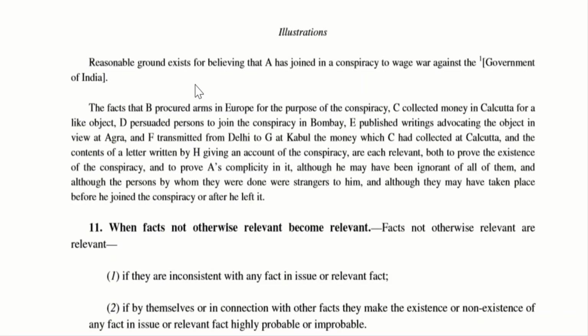He may not know how the money is generated. He may not know who are all the people who are spreading this aspect, but still he is bound, and whatever has been done is relevant. And all these aspects might have taken place without the knowledge of A or with the knowledge of A, or before A ventures into it or after A ventures into this aspect. But still everything is considered to be quite relevant to prove the existence of the conspiracy.